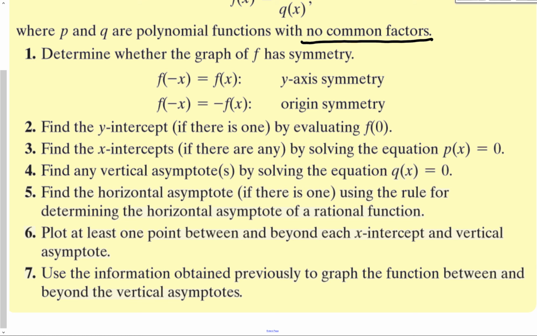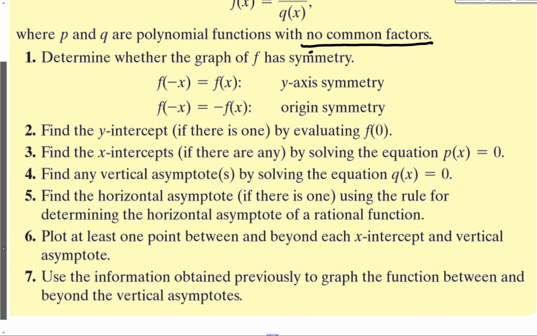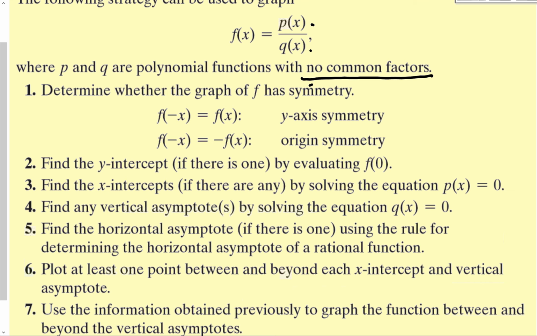Okay, good first step. Next, find the x-intercepts by setting the numerator equal to 0. So the denominator gives us places where the graph is undefined, and we'll talk about that in a second. But if I set the numerator equal to 0, I figure out all the places where it crosses the x-axis. Next, we are going to find the vertical asymptotes by setting q of x equal to 0. We are then going to find the horizontal asymptotes by using the rule for determining horizontal asymptotes of a rational function by comparing the degree of the top and the bottom.